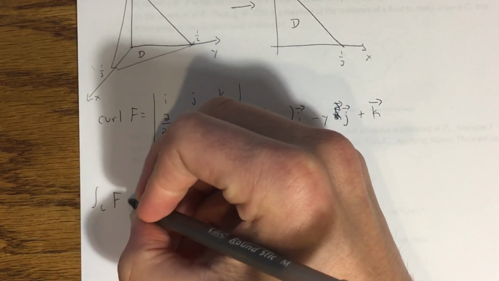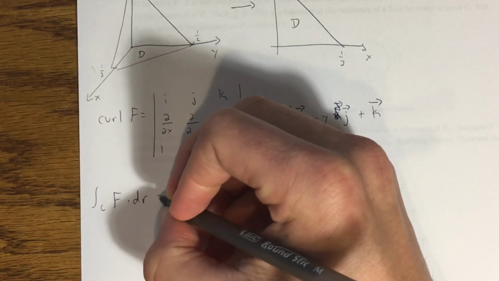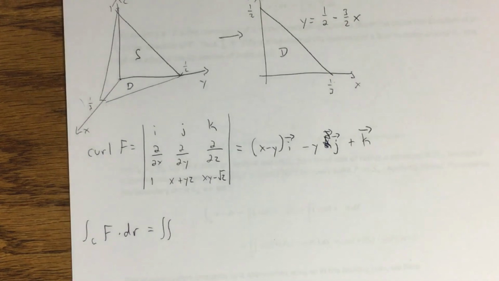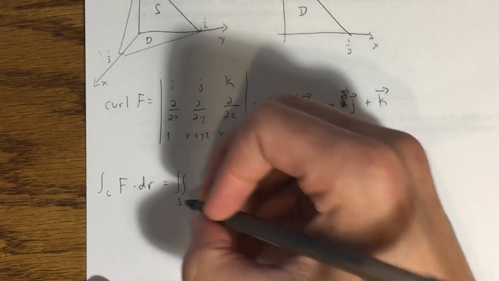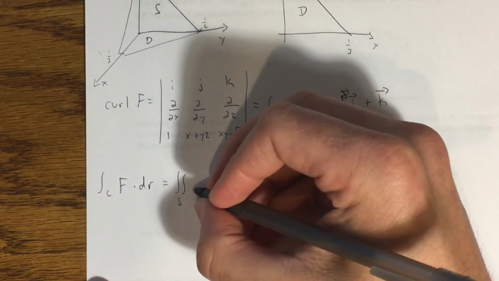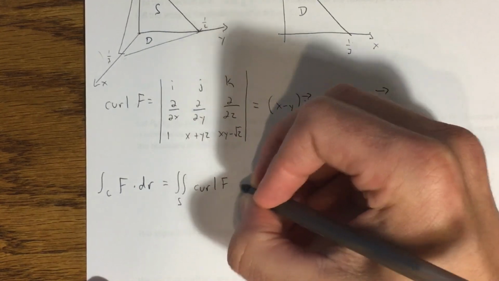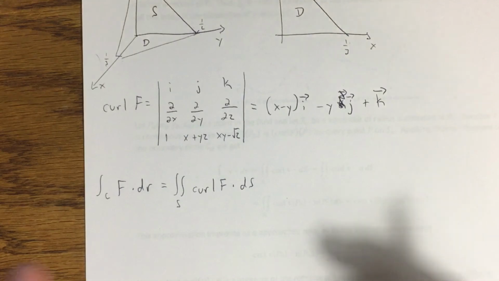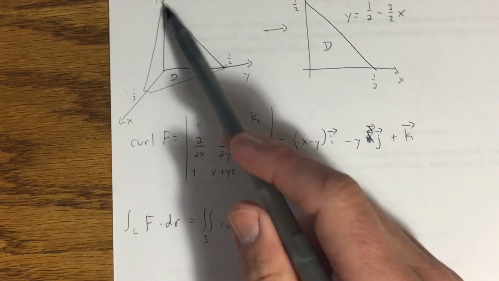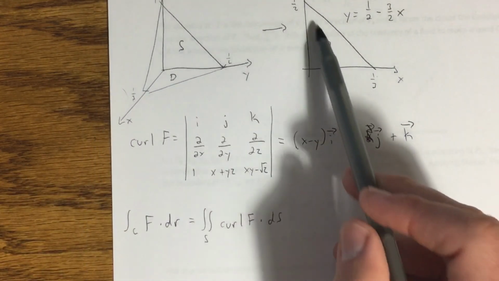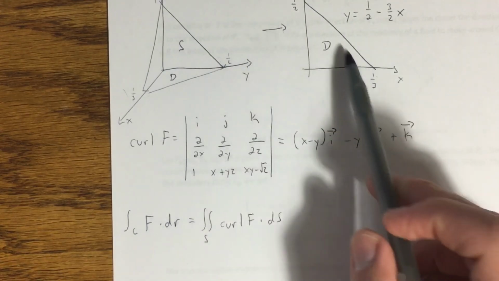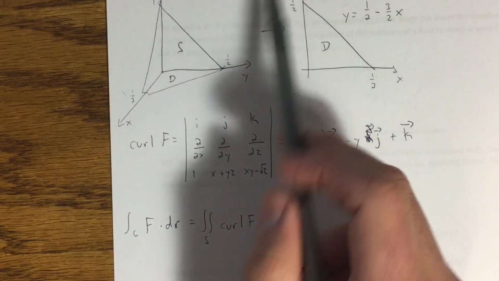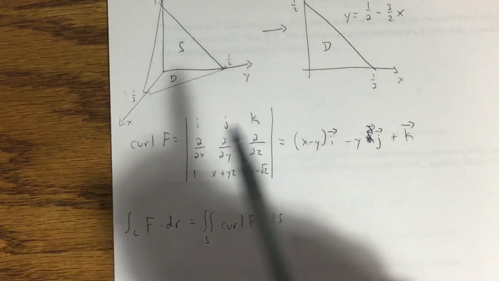The line integral of F dot dr, according to Stokes' theorem, is the surface integral over the surface S, this part of the plane, of the curl of F dot dS. Now, I had mentioned previously that this surface S looks like the graph of a function where D is the part of the domain that we would plug into this equation to get that surface.